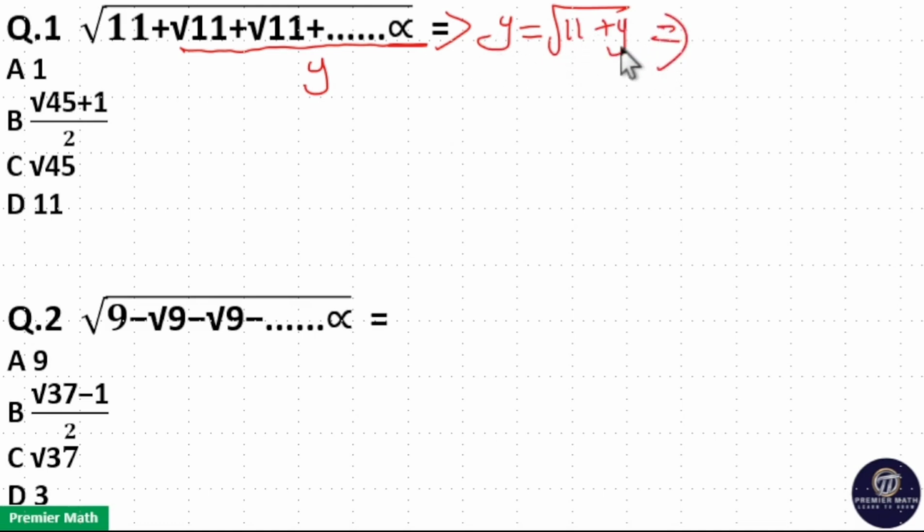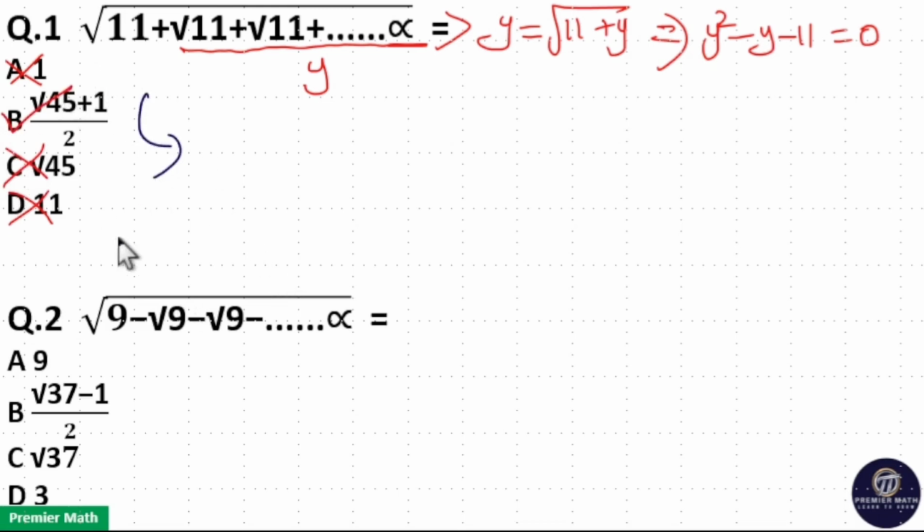Now y square is equal to 11 plus y, means y square minus y minus 11 is equal to 0. If I put the value of y as 1 here, 1 square minus 1 minus 11 not equal to 0, and 11 square minus 11 not equal to 0. Same way, root 45 square minus root 45 minus 11 not equal to 0. So option B is your answer.